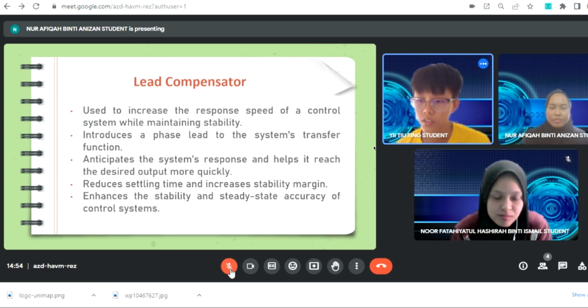So in our mini project, we will use two compensators, which are the lead compensator and the lag compensator. Now I will introduce the lead compensator. The lead compensator is used to increase the response speed of a control system while maintaining stability. It introduces a phase lead to the system transfer function, anticipates the system response and helps it reach the desired output more quickly. It reduces the settling time and increases the stability margin.